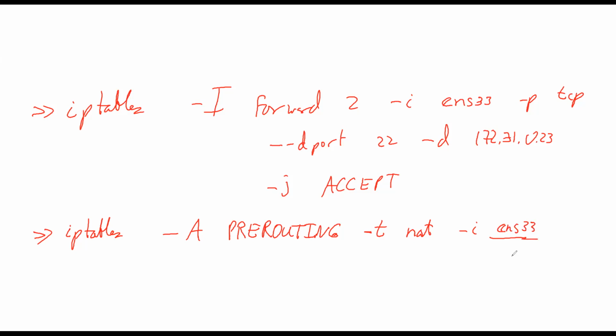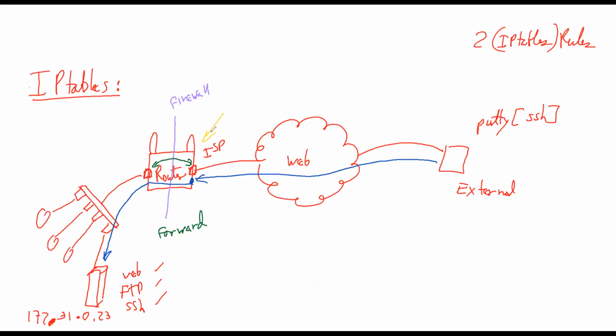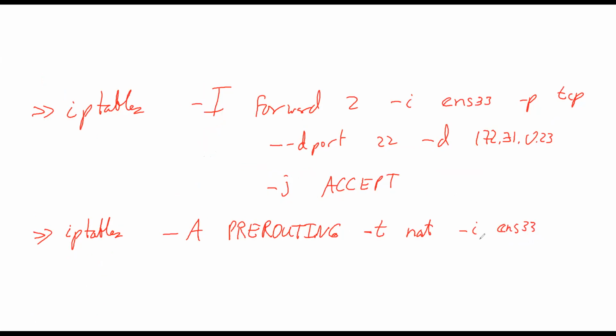ENS33, okay? All right, so because remember that the important thing is what interface does it arrive to? What interface does it arrive to here? Once we've done that, when we specify the interface, then the rest is more straightforward.